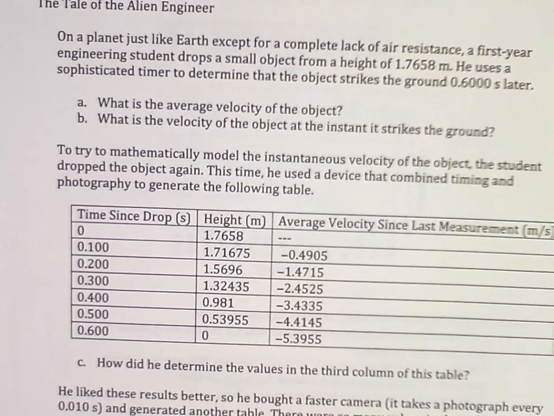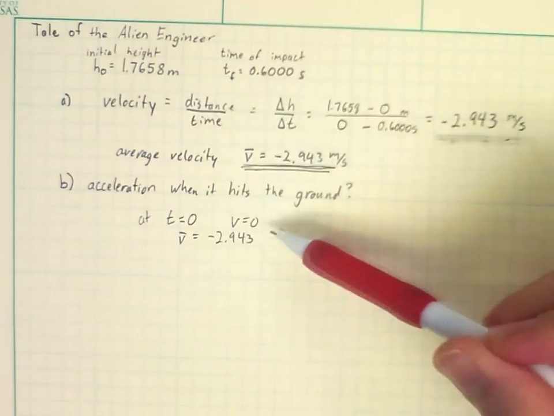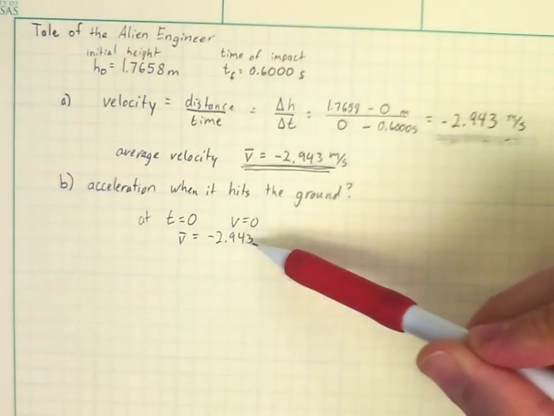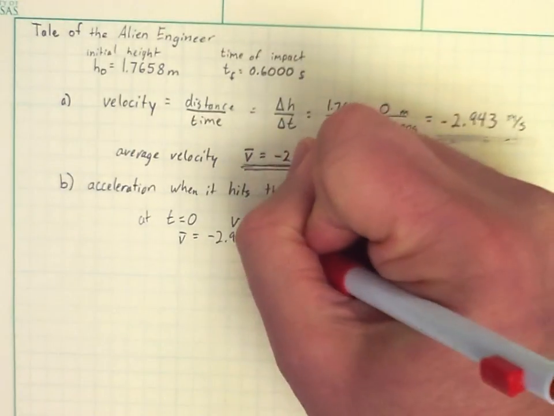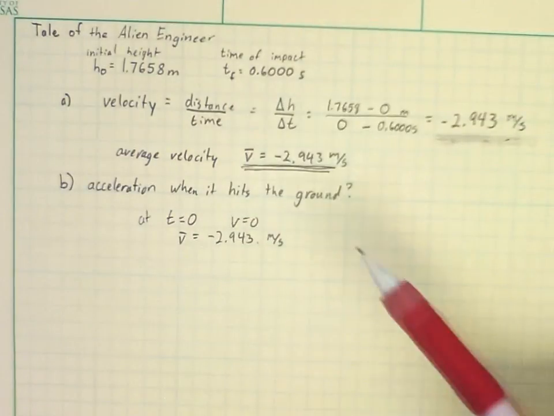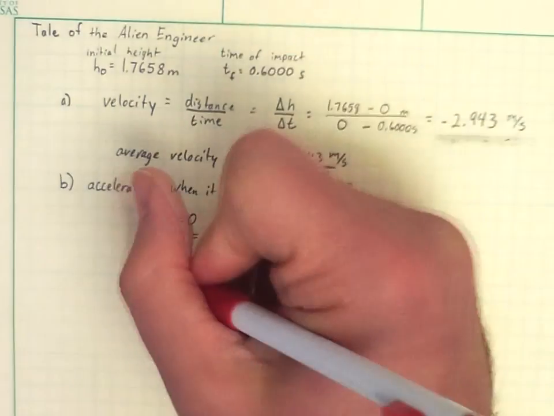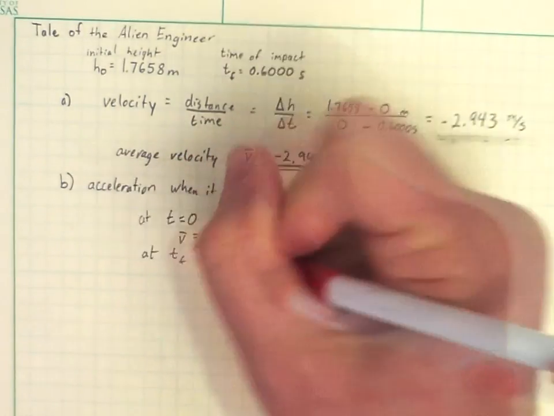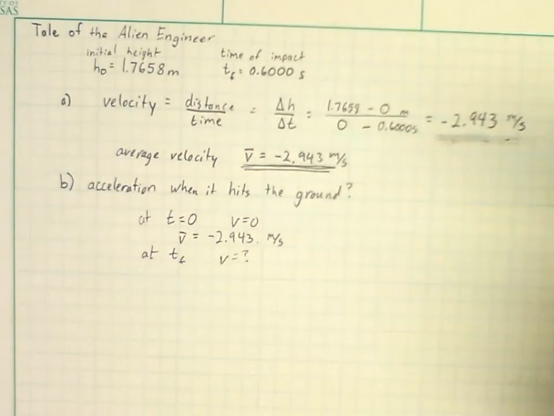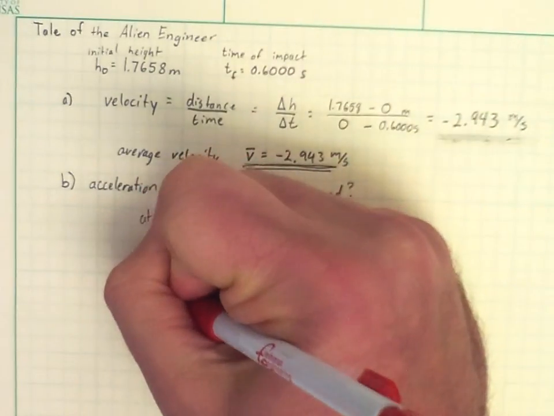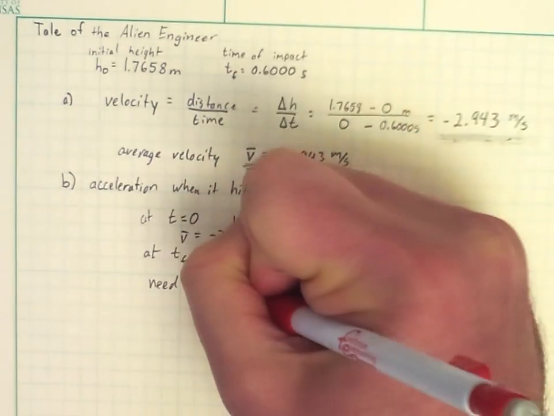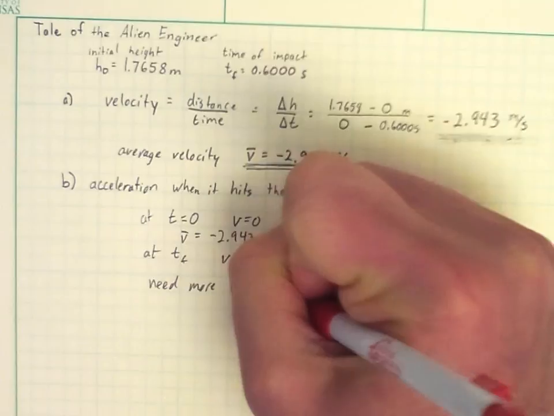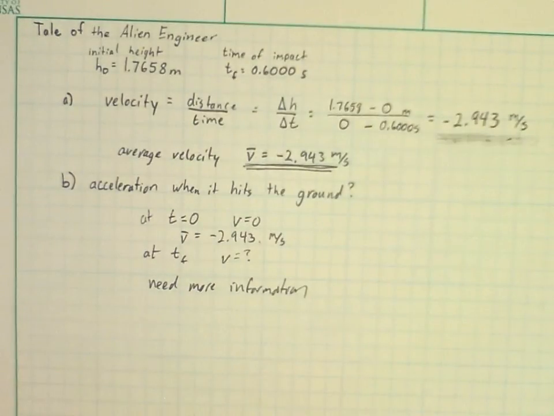Part B asks, what is the velocity of the object the instant it strikes the ground? So how can we determine that? We know the velocity at time 0 was 0, and we know the average velocity is negative 2.943 meters per second. But that tells us that it's changing over time. And so at t final, what is that velocity? We can't really tell. We need more information. We've only been able to track the position of it. We can't tell the velocity yet. So that's what leads our engineer to do a little bit more study.